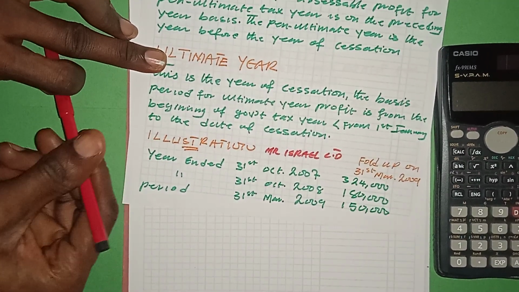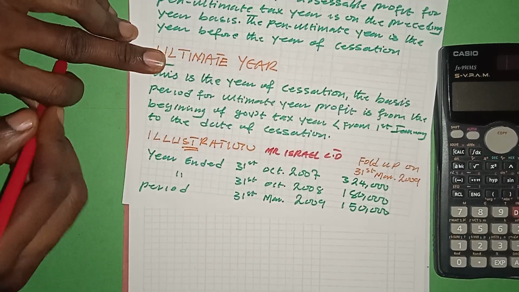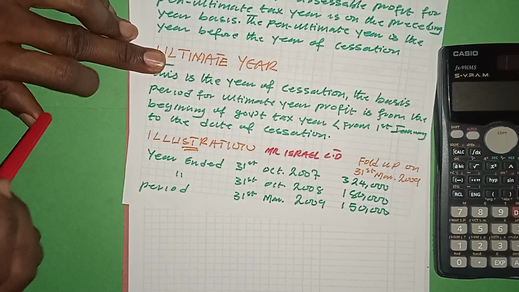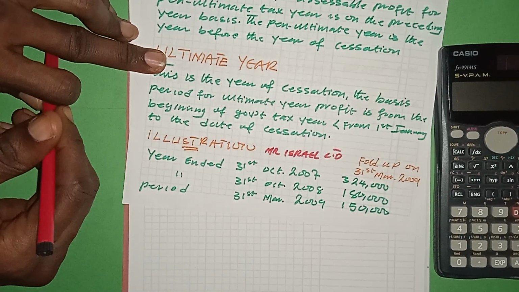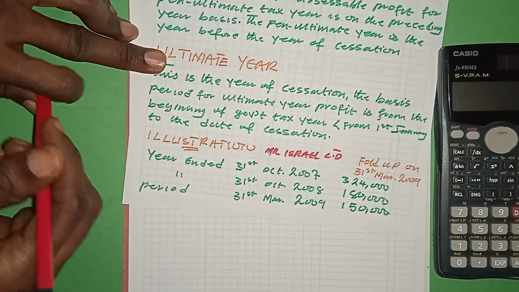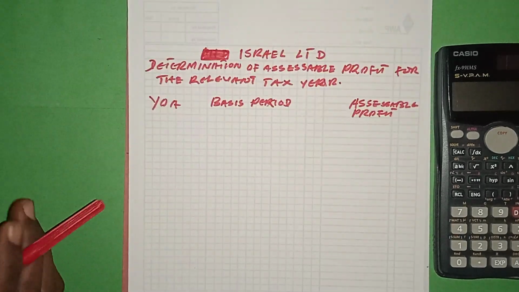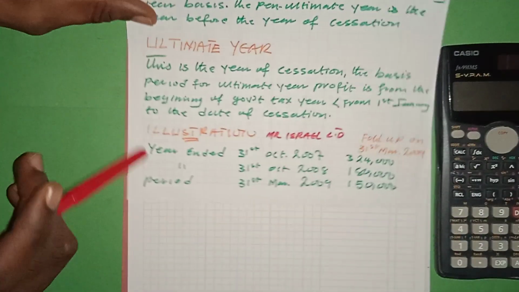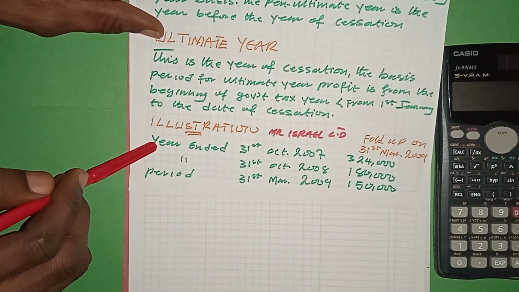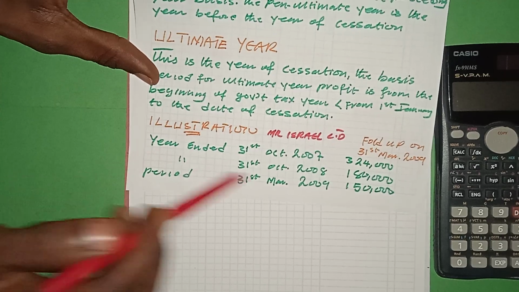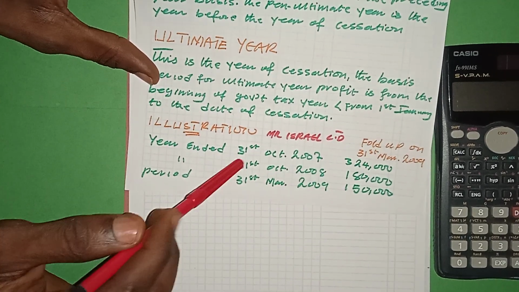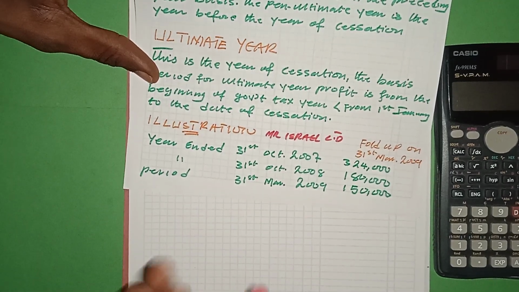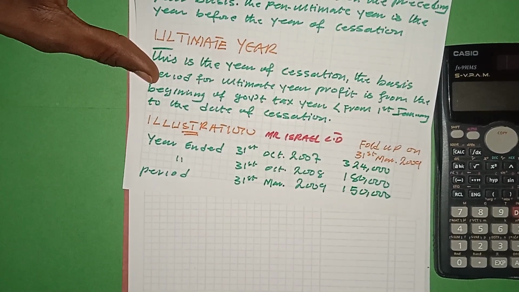Mr. Israel Limited. So, the year end of this, we are told to do what? We are told to determine the assessable profit for the relevant tax year. The year end of the business is what? 31st October. That is where they normally made up the account to. 31st October.